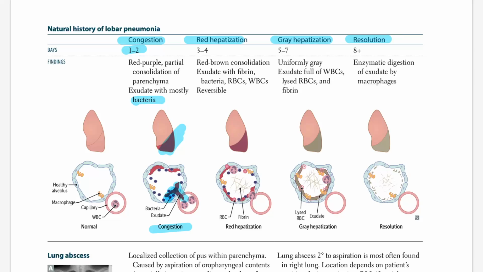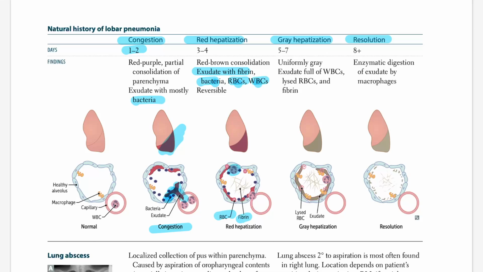And in red hepatization, the next stage is a red-brown consolidation exudate. There is going to be exudate with fibrin, bacteria, RBCs, WBCs. So red hepatization, it is basically you have more now things going into the alveoli. You would have bacteria, RBCs, fibrin, WBCs. So all the inflammatory cells are in red hepatization.